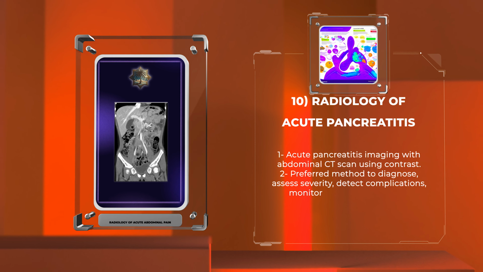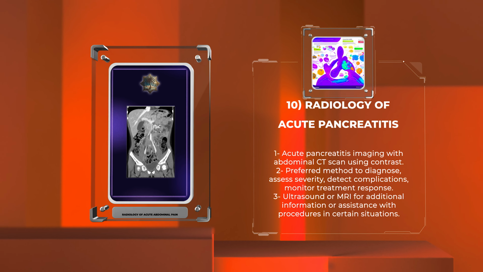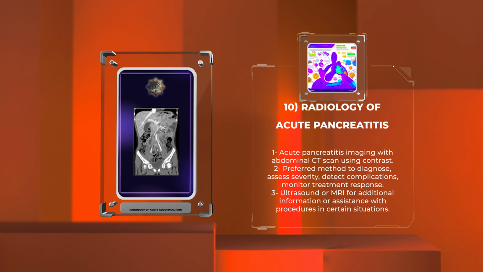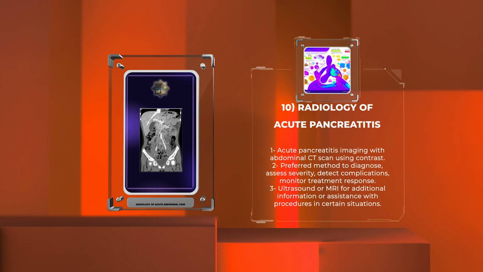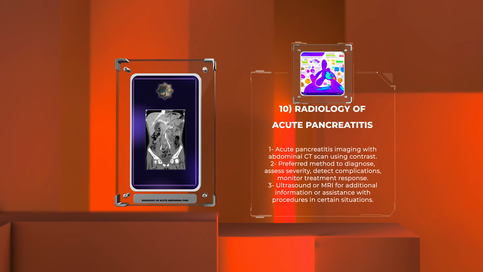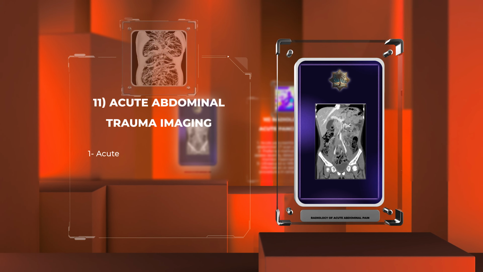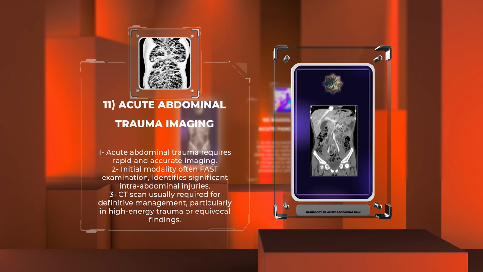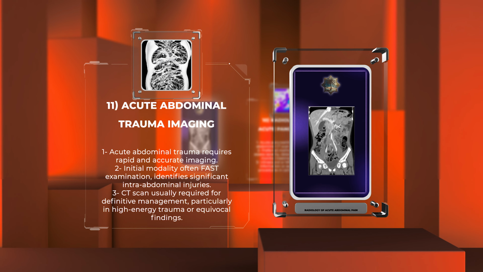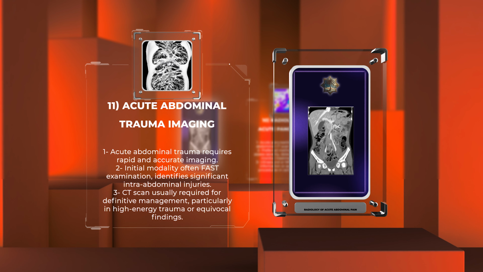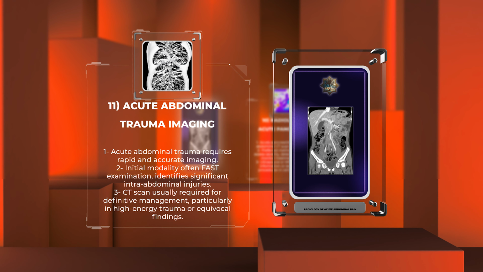In acute pancreatitis, imaging with abdominal CT scan using contrast is the preferred method to diagnose, assess severity, detect complications, and monitor treatment response. Ultrasound or MRI can be used in certain situations for additional information or to assist with procedures. Acute abdominal trauma requires rapid and accurate imaging to guide appropriate management decisions. Imaging modalities play a crucial role in identifying injuries, assessing their severity, and detecting associated complications.